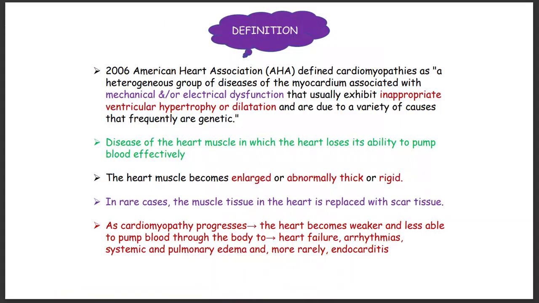The 2006 American Heart Association defined cardiomyopathies as a heterogeneous group of diseases of the myocardium, where you have either mechanical and/or electrical dysfunction. So in other words, you can have mechanical dysfunction, electrical dysfunction, or both at the same time. And you are going to have inappropriate ventricular hypertrophy, or the ventricles are going to end up dilating due to a lot of causes. Sometimes, and actually most of the time, these causes can be genetic.